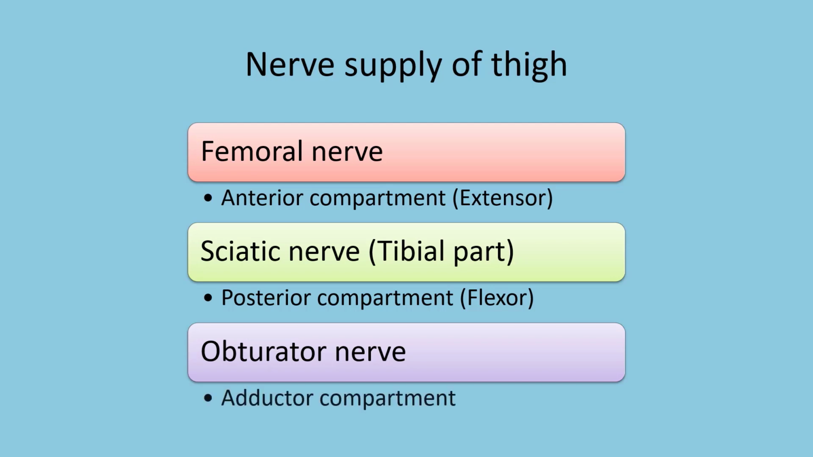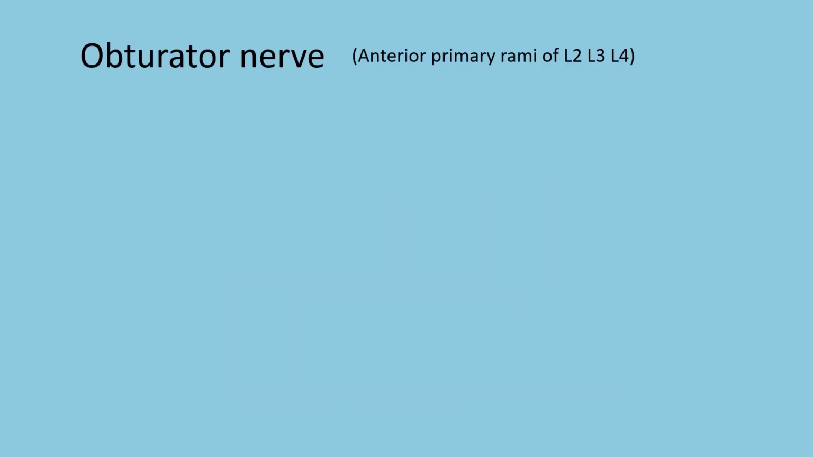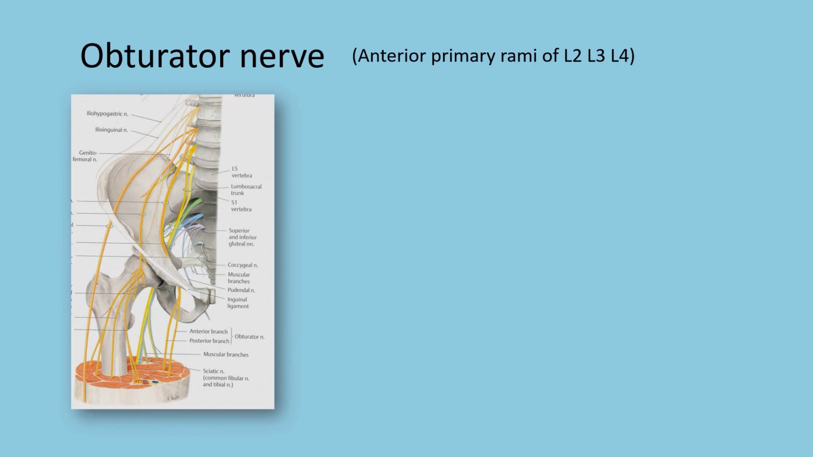Obturator nerve, which is supplying the adductor compartment of the thigh. The obturator nerve passes out through the obturator foramen, so the name. Obturator nerve arises from the lumbar plexus. It is from the anterior primary rami of L2, L3 and L4. Here the lumbar plexus is shown. This is the obturator nerve, which is coming out through the obturator foramen, and it is supplying the adductor compartment.